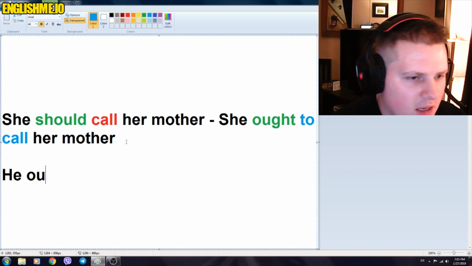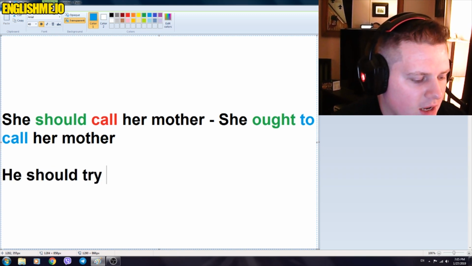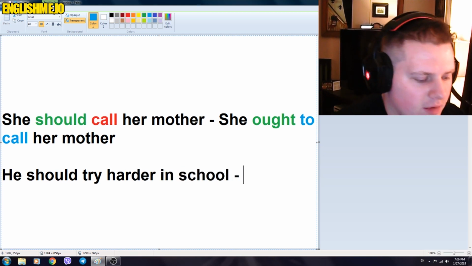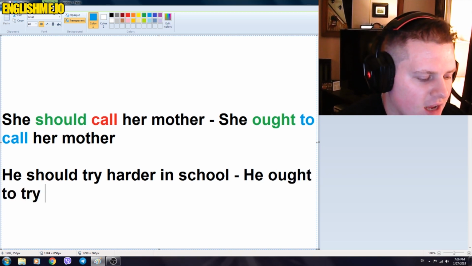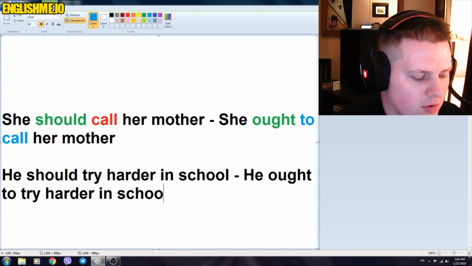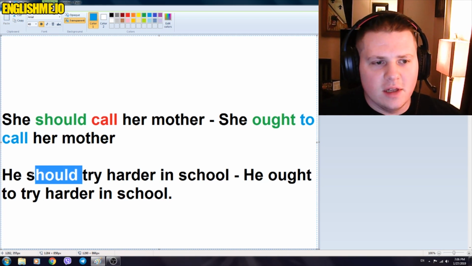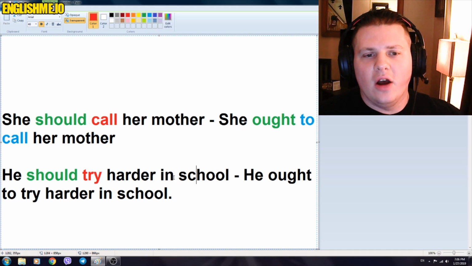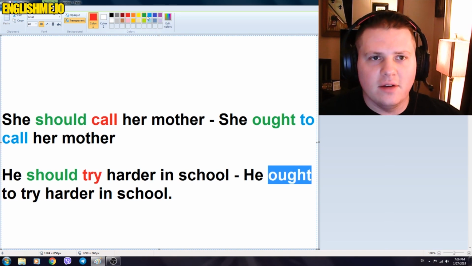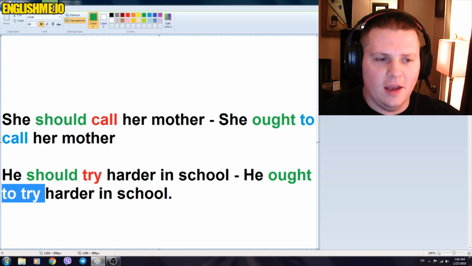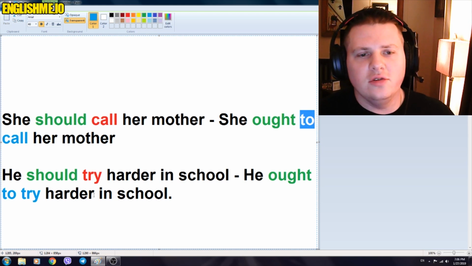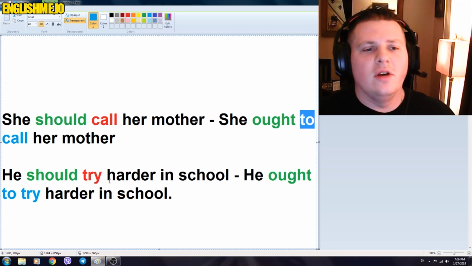He should try harder in school, for example. And he ought to try harder in school. Once again, the difference is really clear, right? So you have should try harder. Try doesn't have "to." It's not "to try," it says should try harder in school. And he ought to try harder in school. Okay, so you see the "to" there. To call, to try, ought to call. Okay, that's the main difference.